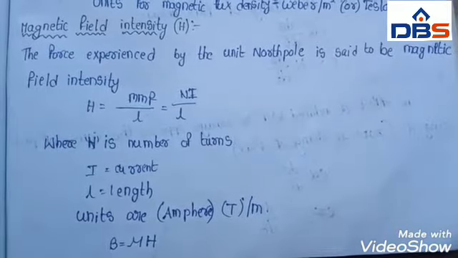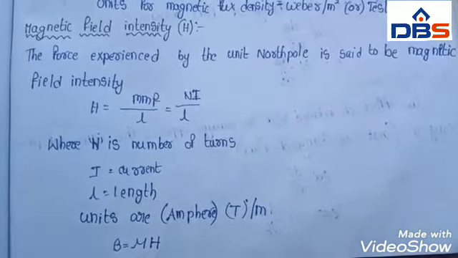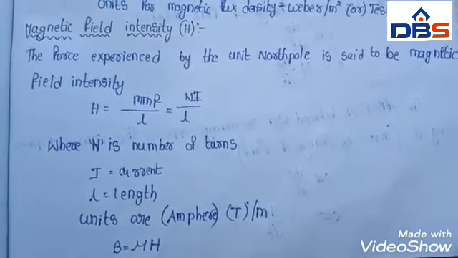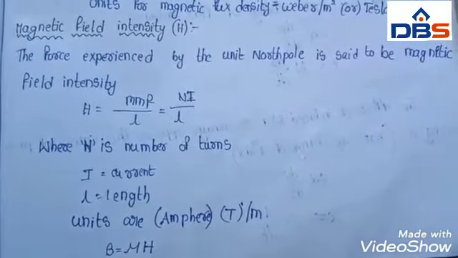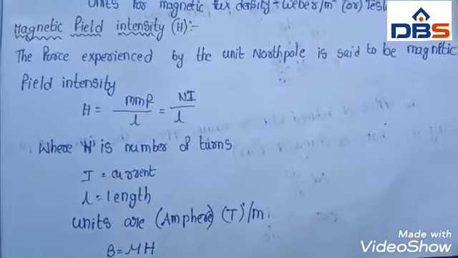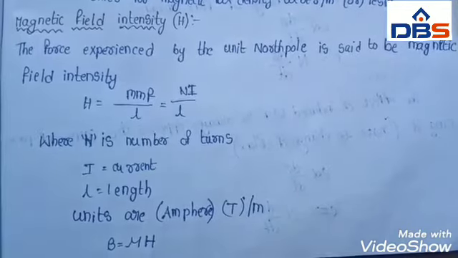That is denoted by H, and it is the ratio of mmf to length. That is, H is equal to N into I by L, where N is the number of turns, I is the current, and L is the length. The unit for that is Tesla per meter, and we know that B is equal to mu H.